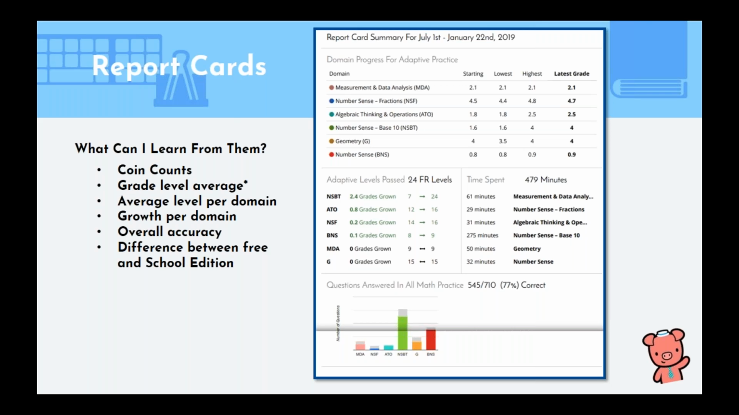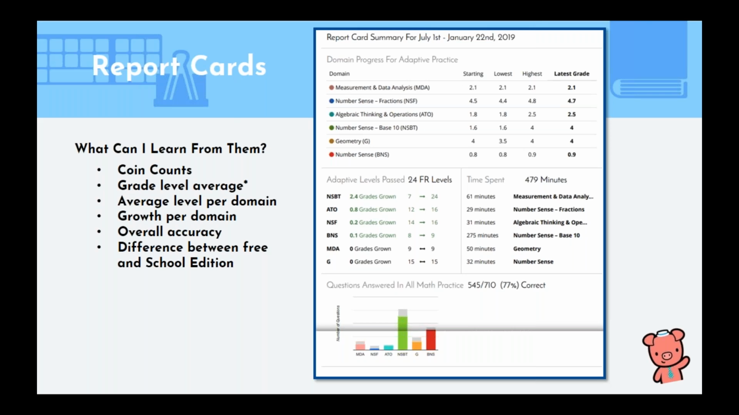It also tells you how many minutes the students are spending in each domain. So that's another way that you can target a student if they need practice in a specific domain. The last thing is down at the bottom, and it's got a chart that shows you how many questions they've answered in the domain total, and that's the gray box at the top, and the color is how many are correct. We use that accuracy a lot.